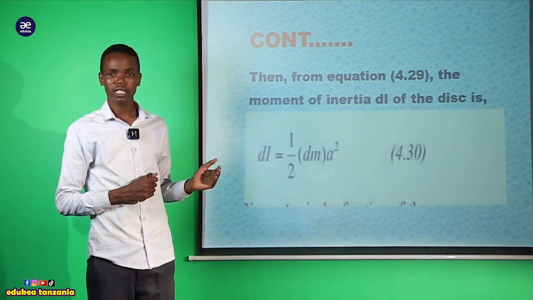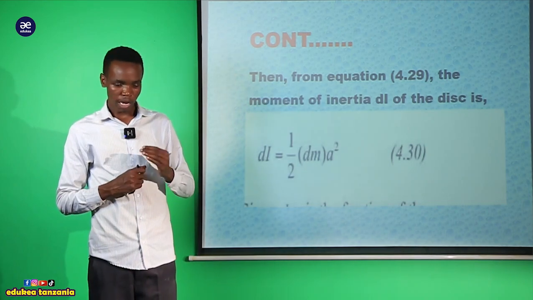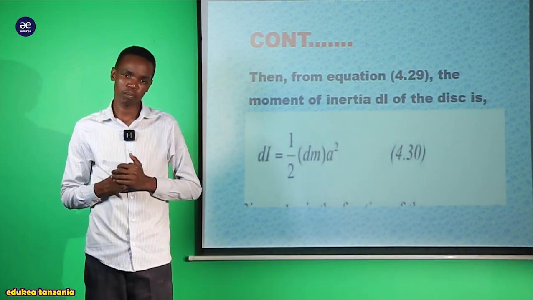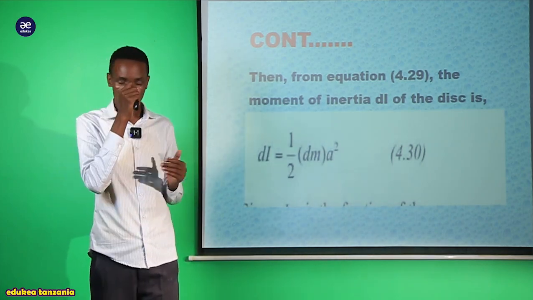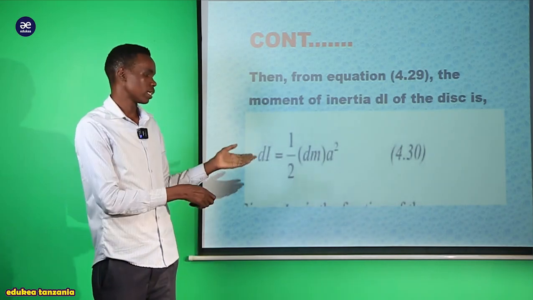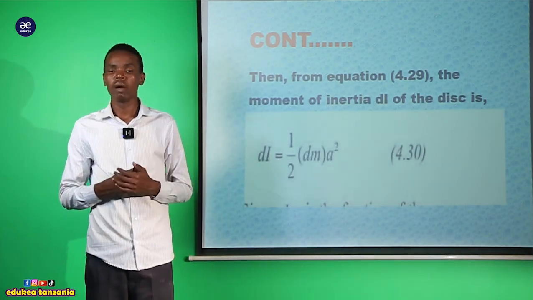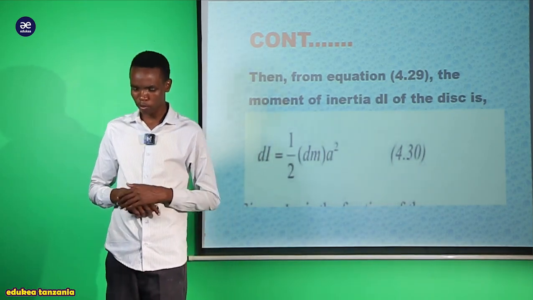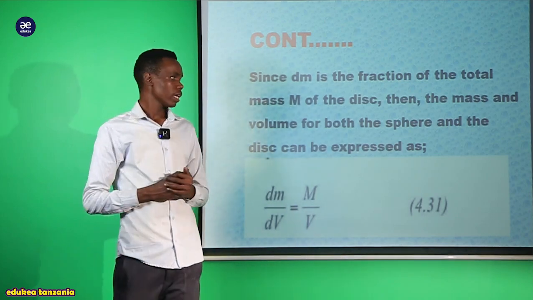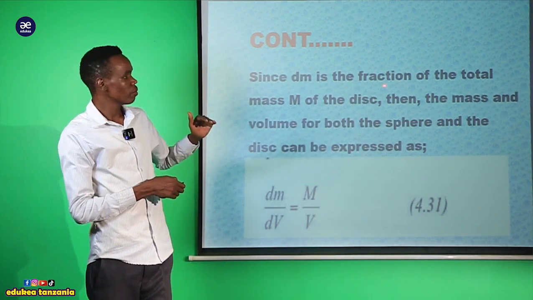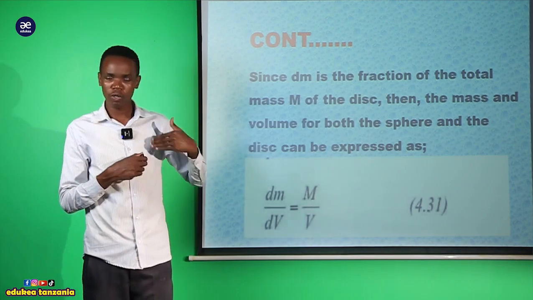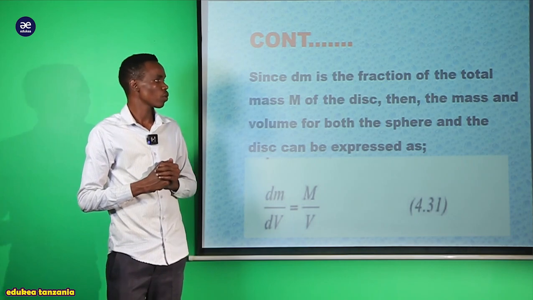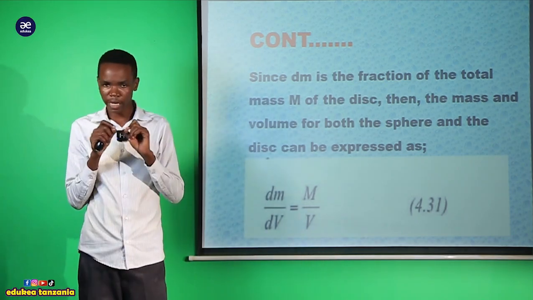We focus on the elemental disk, which contains the mass dm. Instead of writing m, we write dm times the distance. The distance of the elemental disk must equal a squared. So this should be equation number 30 on our first topic here. And dm is the fraction of the total mass, as we observe of the disk.